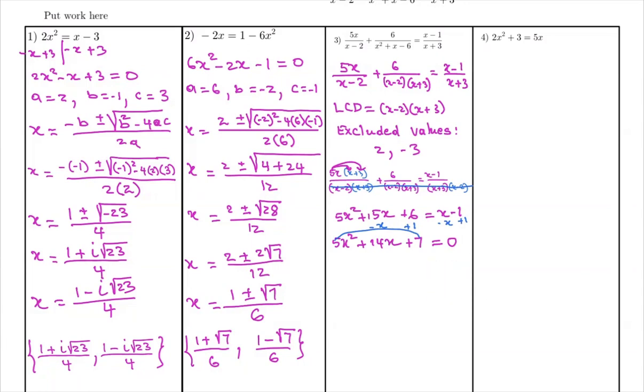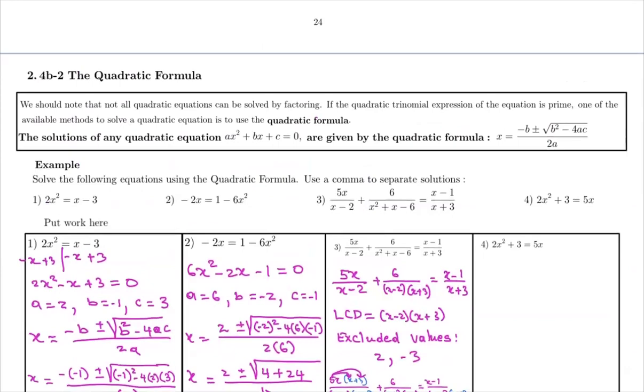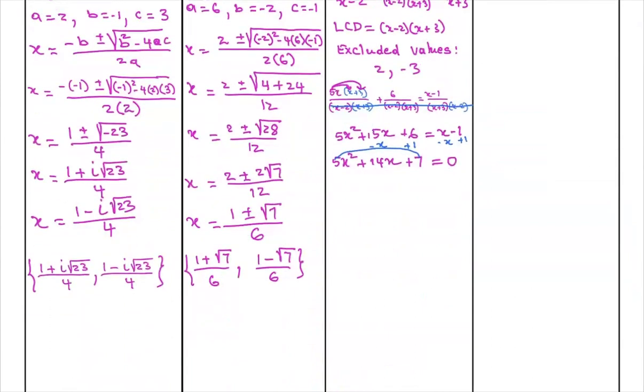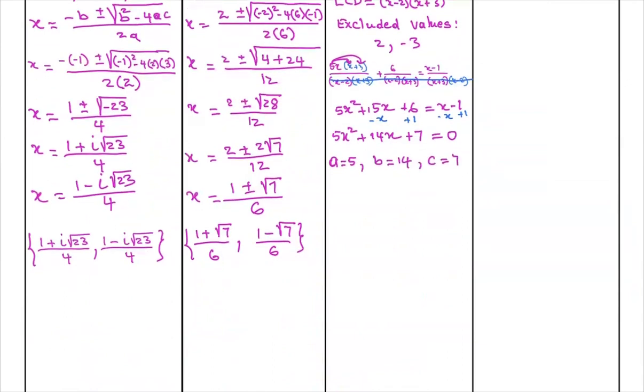I forgot that we were practicing using the quadratic formula, so it's obvious that we may have been in a situation where the equation cannot be solved by factoring, which is fine. Now, since we were practicing the quadratic formula, let's identify a equals 5, b equals 14, and c equals 7, right?